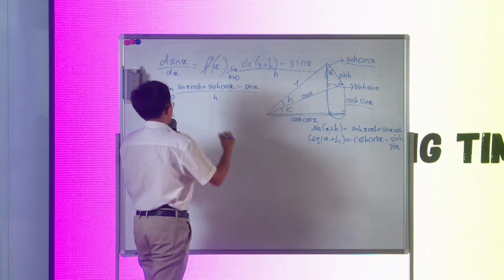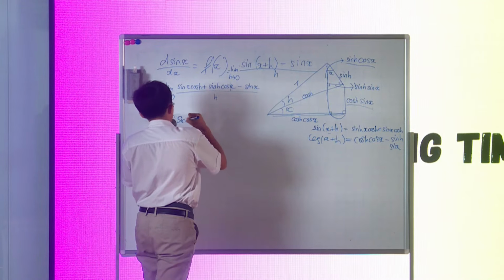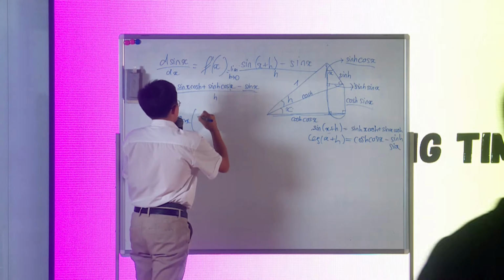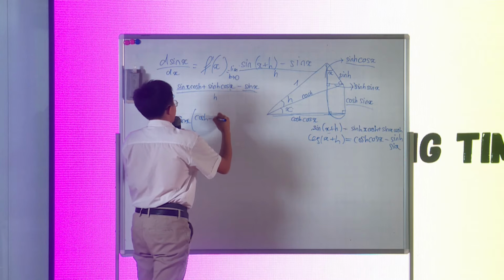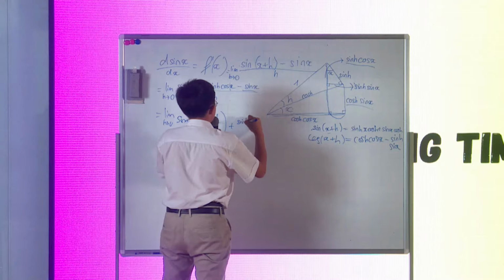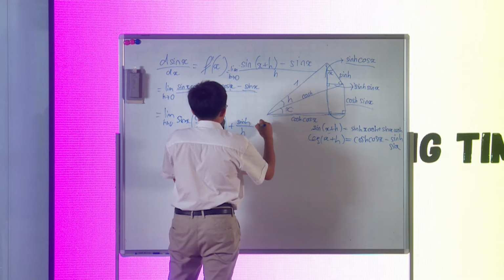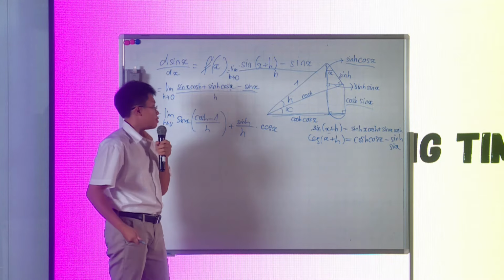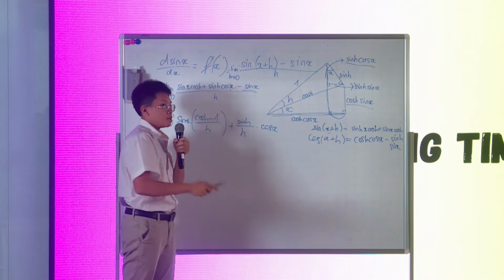Now I will group them outside because we have two sine of x here. So this part will be cosine of h minus 1 over h plus the sine of h over h times the cosine of x. Now Tammy will explain to you guys why the sine of h over h is equal to 1.